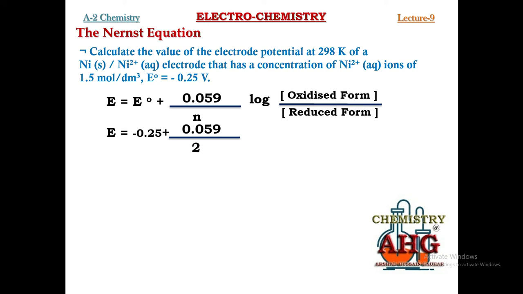Then log of oxidized form. The oxidized form is Ni2 positive and its concentration is 1.5 mole per dm cube, while solid nickel is the reduced form, and since it is a solid, I have told you that the concentration of a solid, liquid or a gas would always be taken as 1. Now you have inserted the numerical values. You can use the calculator and get the answer. The answer would be negative 0.2448 volt.